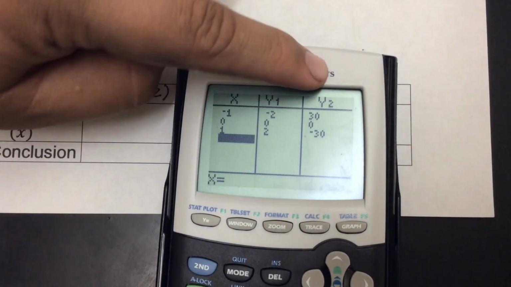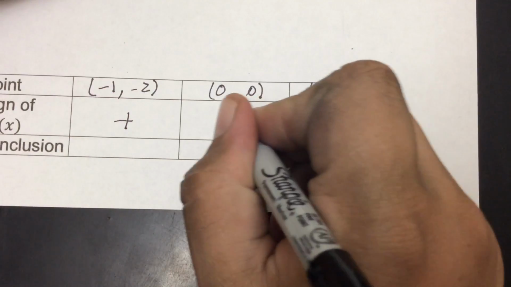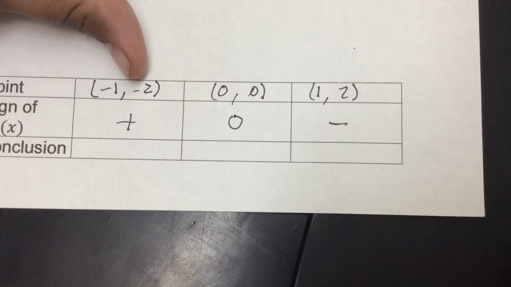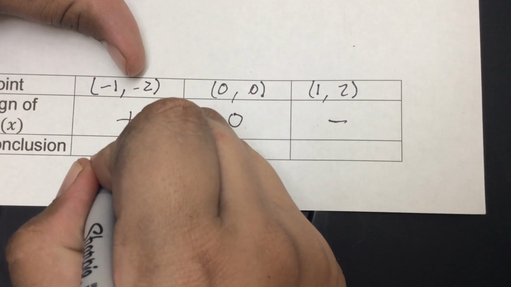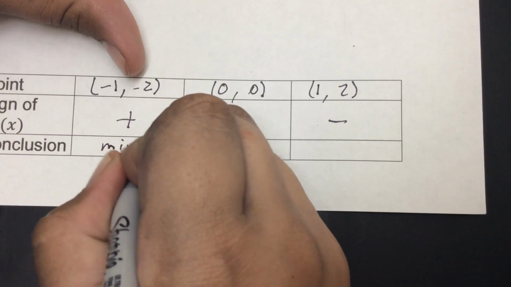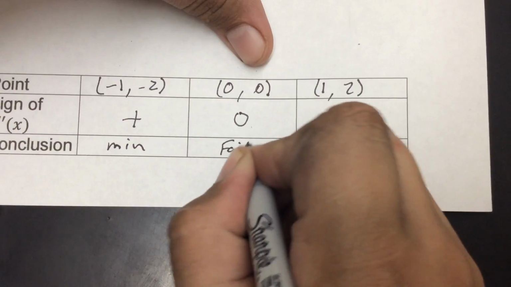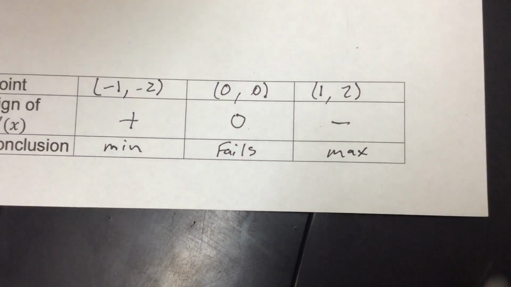Then I use my second column to look at sign. Well, I get a positive, then I get a 0, and then I get a negative. So what that tells me is that at negative 1, negative 2, since it's positive, this is going to be a min. Since we got a 0, the test fails. And because this is a negative, this is going to be a max. So that's how the second derivative will work. That's what this stuff will tell you. It'll tell you what's a max or a min.